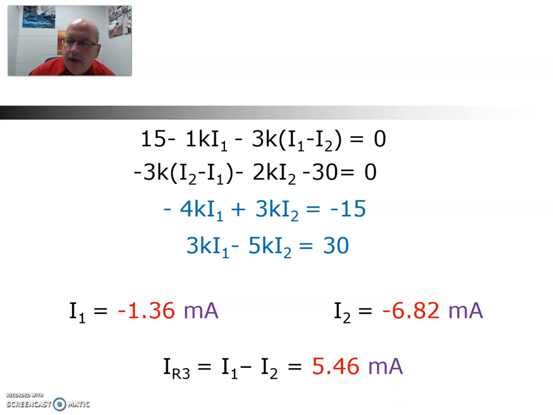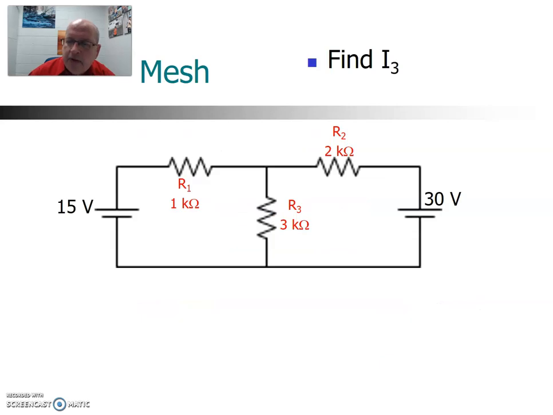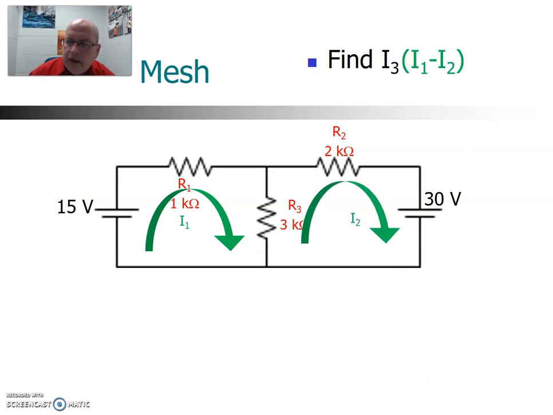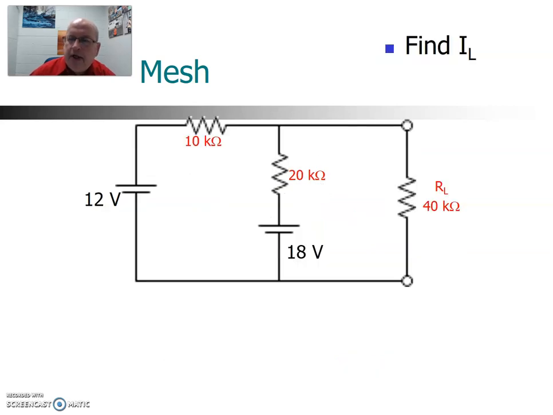And what we're really looking for here is the current through R3, which we said would be I1 minus I2. So just to recap here, I1 is flowing down through R3 and I2 is flowing up there. So we're looking for the difference between those to be that current. So IR3 is I1 minus I2, which gives us 5.46 milliamps.